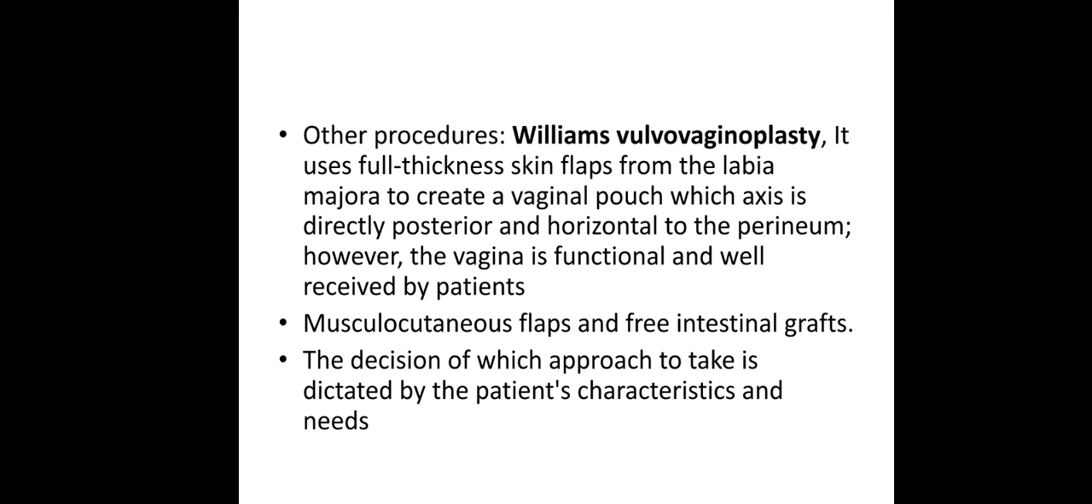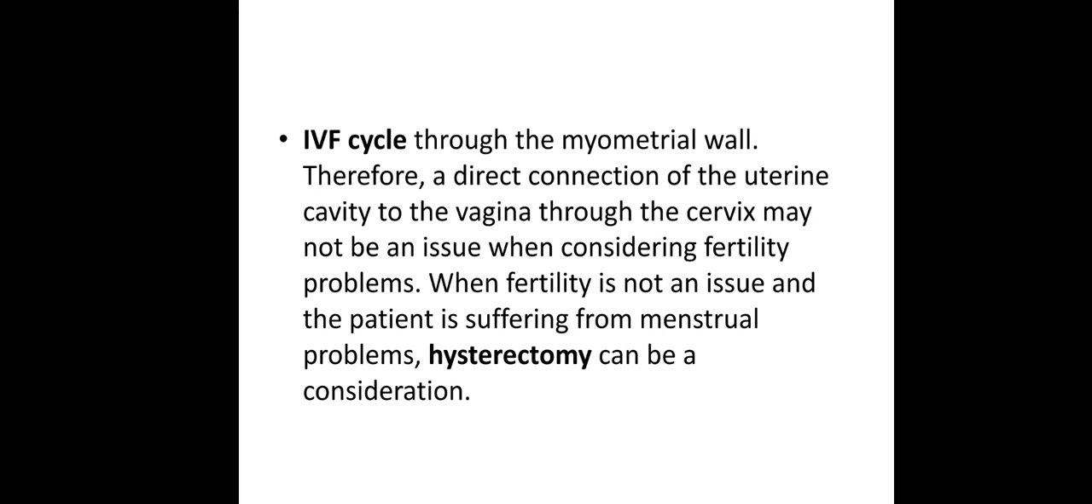Other procedures like Williams vulvovaginoplasty use full thickness skin flaps from the labia majora to create a vaginal pouch. You can also use musculocutaneous flaps and free intestinal grafts. The intestinal grafts are very popular, mainly done by pediatric surgeons, at least they used to be. The only problem is that the intestinal glands are there, so you can have copious mucus secretions from those glands. So the decision is dictated by the patient's characteristics and needs.